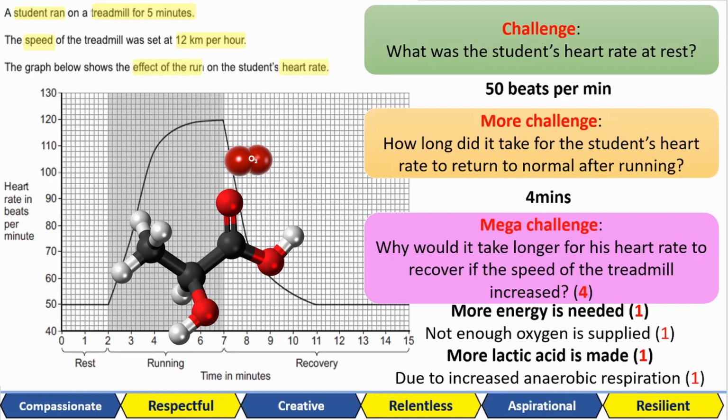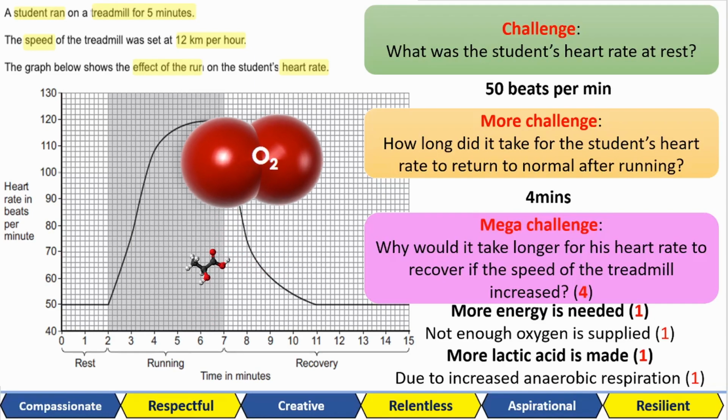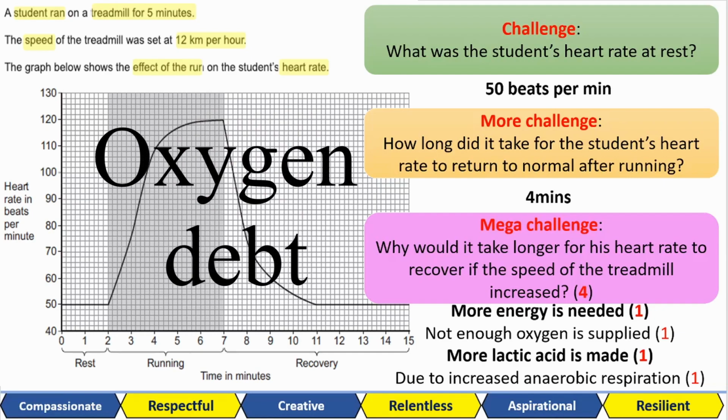The reason for the time needed for the heart rate to reach its normal rate is that the extra oxygen that you're breathing in is used to break down the lactic acid. This is what your oxygen debt actually is. That extra oxygen breaks down the lactic acid, because the buildup of lactic acid will eventually lead to muscle cramps.